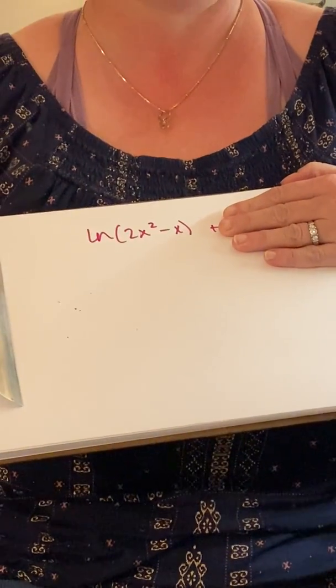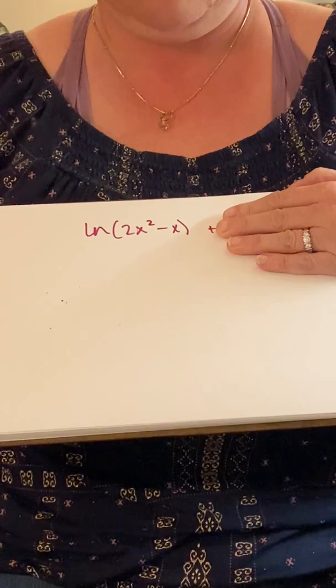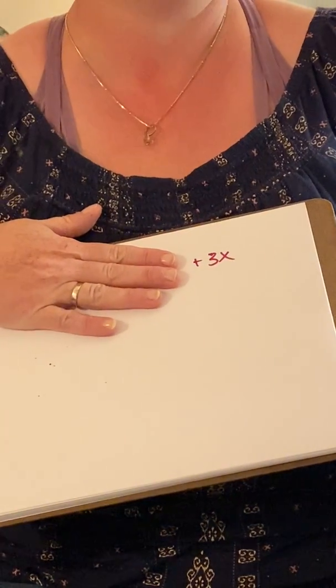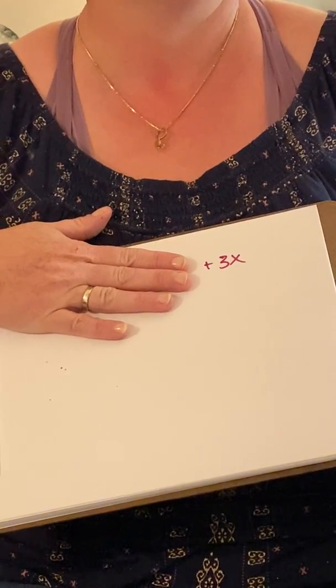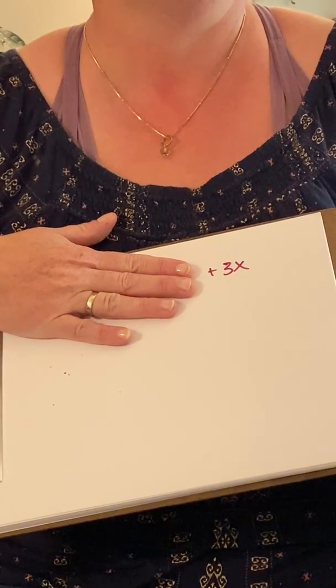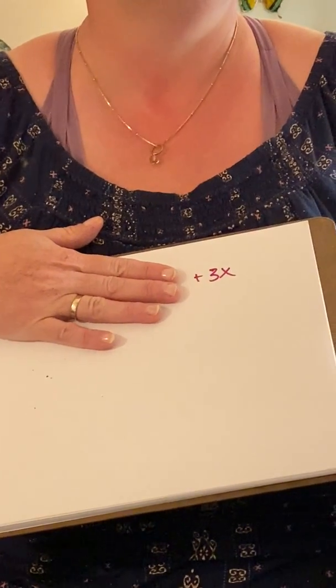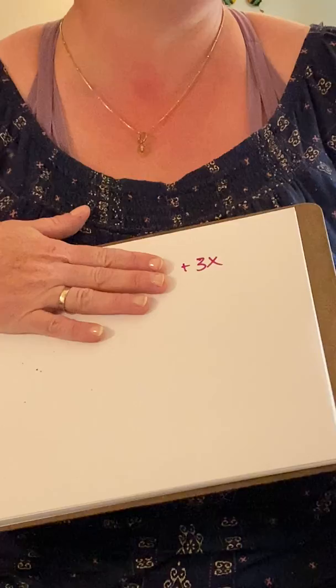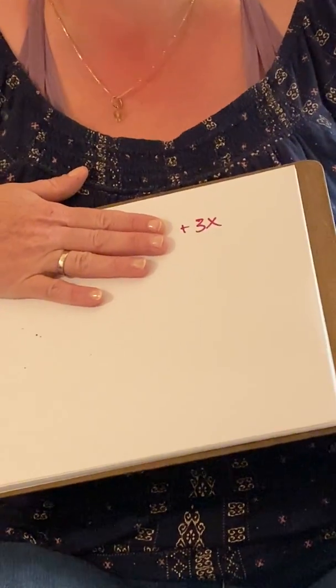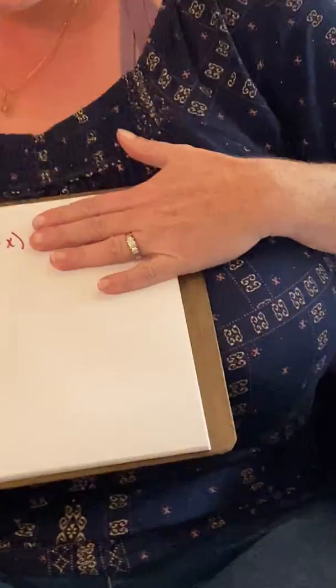u prime over u, which is 4x minus 1 over 2x squared minus x. And what's the derivative of that? 3. That's it. We did that, but we thought we were wrong. It's right. Derivative of one, derivative of the other. I could just do this all day.